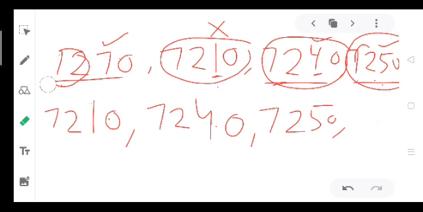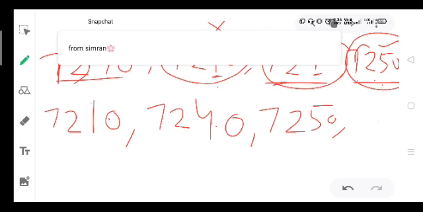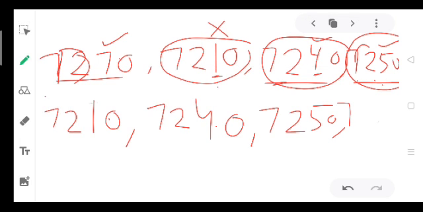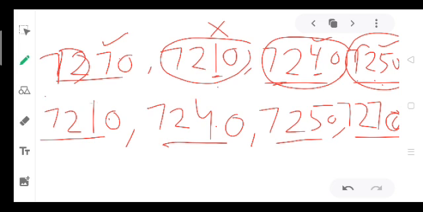7270. So at the end I have written 7270. See, 7210, 7240, then 7250, and then 7270 at the end. So in this way you can write in ascending order.